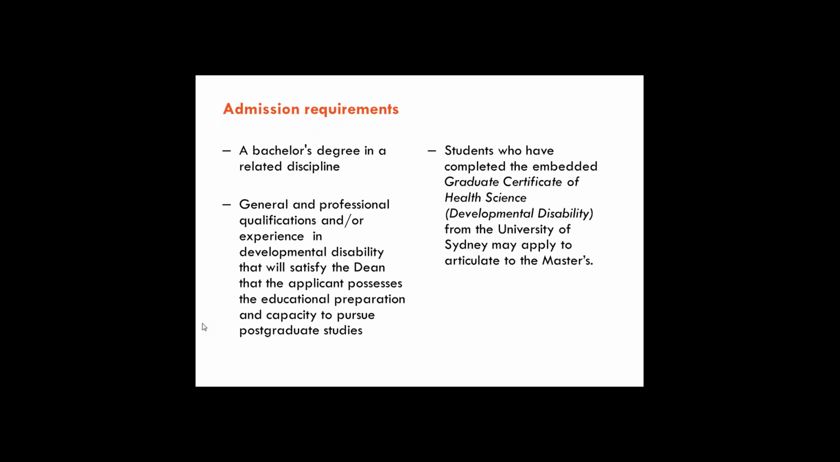A classic example of that might be somebody who's been a nurse in the field for several decades, who originally did their nursing training before nursing was offered in universities, and so they don't have a bachelor's degree in nursing, but they have a nursing qualification and experience, and so we've typically allowed those people to enrol, often suggesting to them that they enrol first in the graduate certificate program and then upgrade to the master's if things work out well. And of course, students who've completed the graduate certificate may also apply to articulate to the master's.